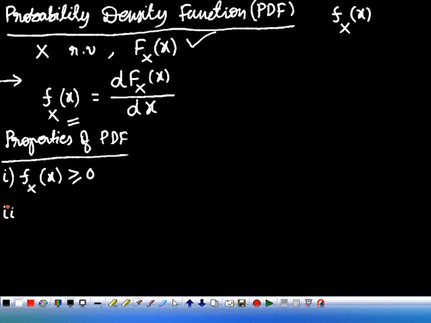The second important property is the area under the probability density function. Area under the probability density function is equivalent to unity. Integral from minus infinity to plus infinity of fX(x) dx is equal to 1.